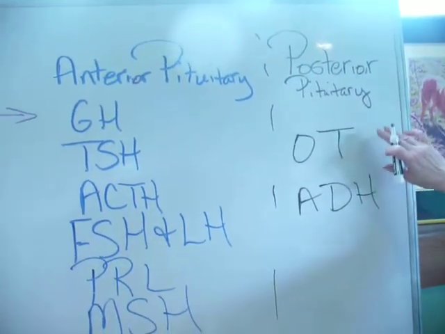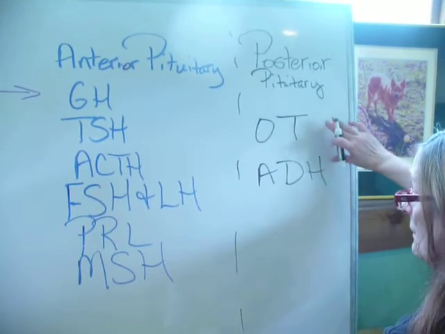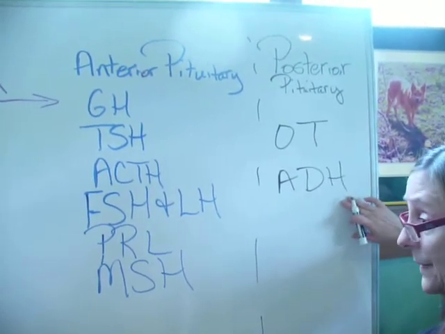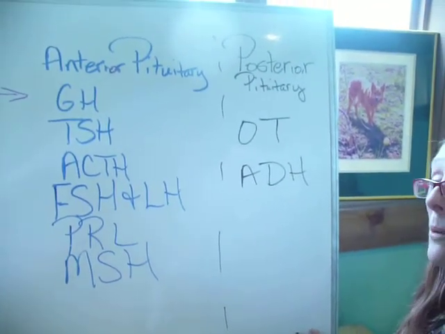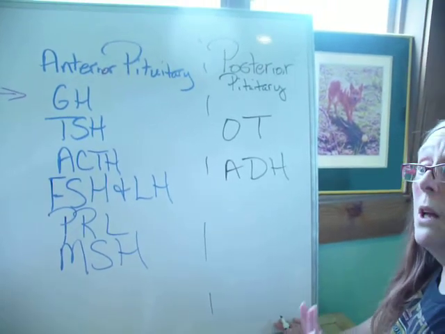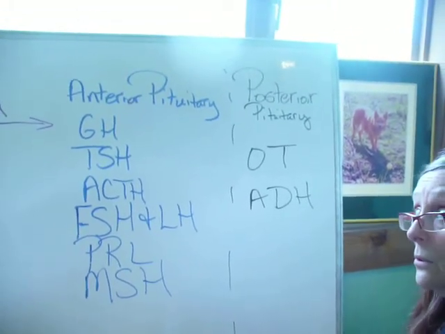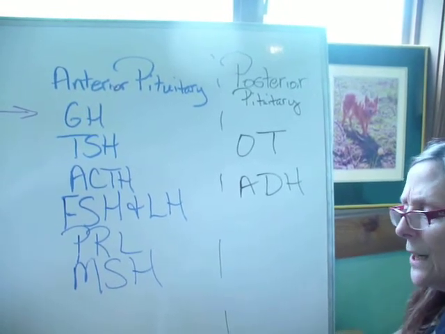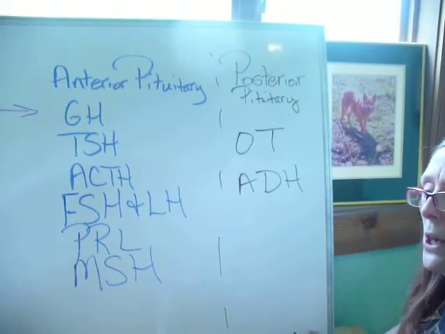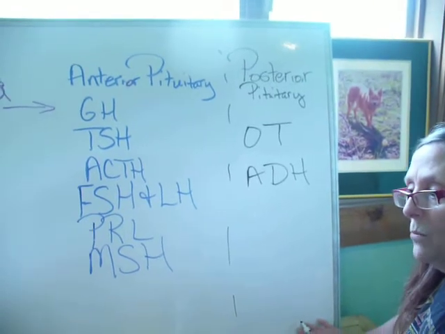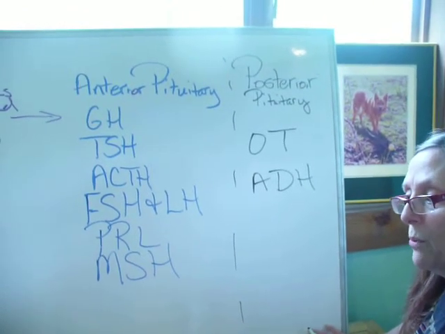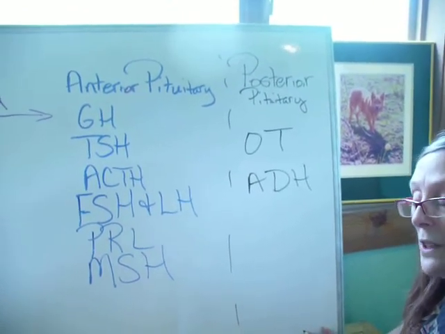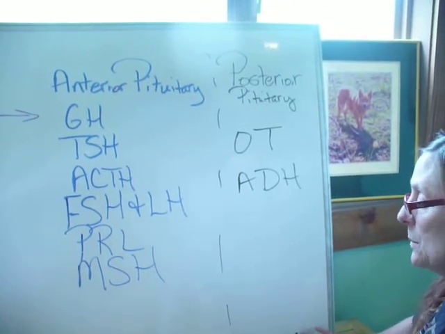and its secretion of oxytocin and antidiuretic hormone. Not production of those hormones. Those hormones are produced in the hypothalamus. And again, there's a very complex structure associated with the connection between the hypothalamus and the posterior pituitary.